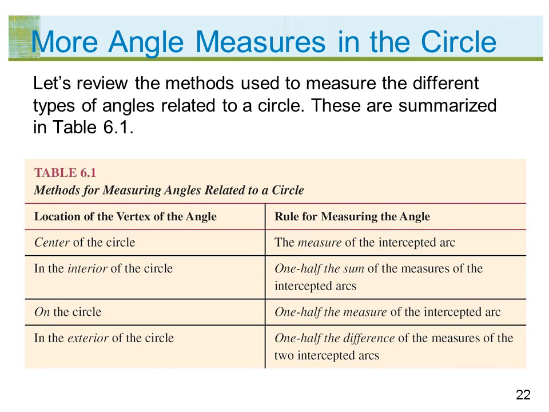Center of the circle: the measure of the intercepted arc. In the interior of the circle: 1/2 the sum of the measures of the intercepted arcs. On the circle: 1/2 the measure of the intercepted arc. In the exterior of the circle: 1/2 the difference of the measures of the two intercepted arcs.